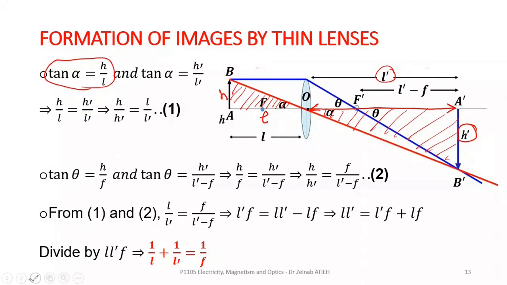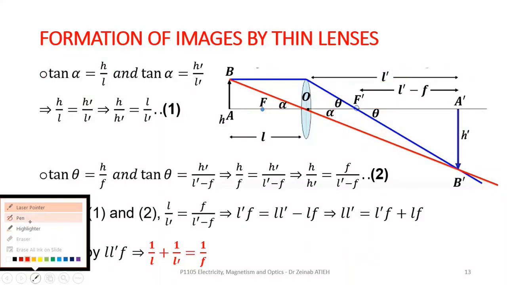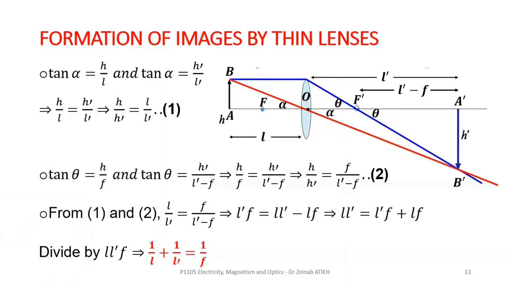Again, let's use another geometry to find tangent theta. Let me use this triangle. Tangent theta with this triangle is equal to opposite over adjacent. The opposite is from here to here, which is h. So this is opposite. Where's adjacent? Here is the adjacent, from O to F prime, which is F. So h over F.